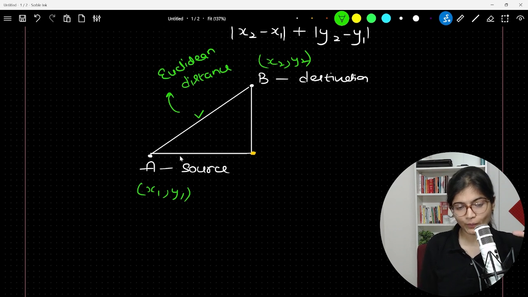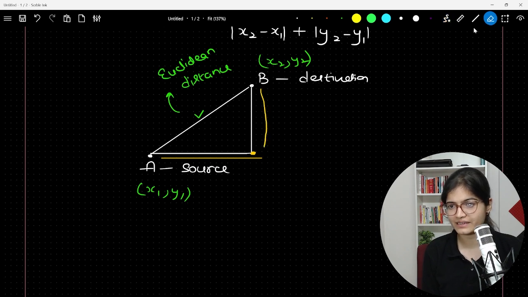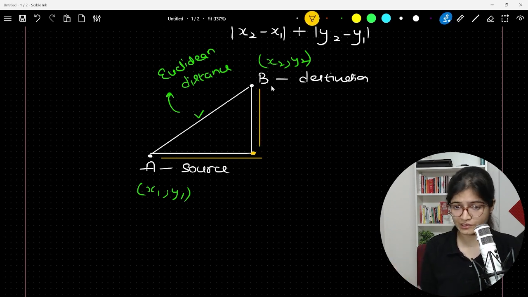But another way could be where I first add this distance, then add this distance, and that will also help me reach destination B. That is also a good way, which is a part of the Manhattan distance.